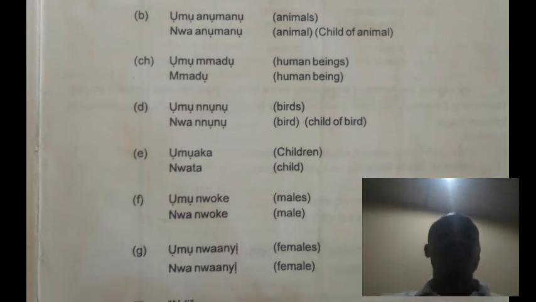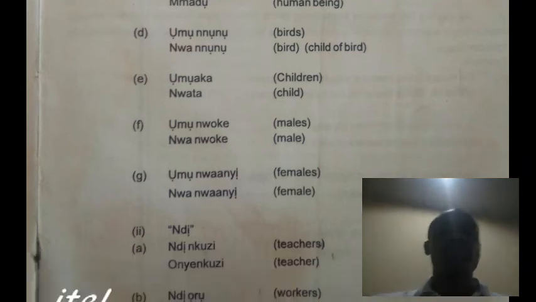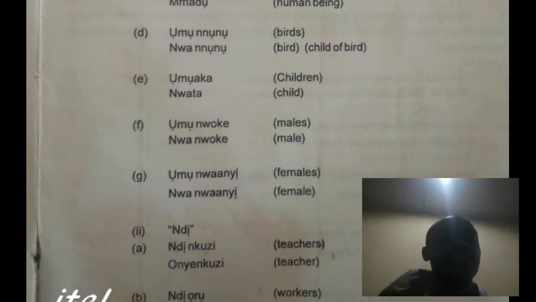And the next one is ụmụaka, which is a plural form, which is children. Then the singular form is nwata, which is what? Child. And the next one is ụmụ nwoke, which is what? Males, means males.